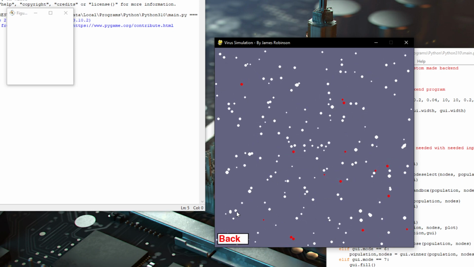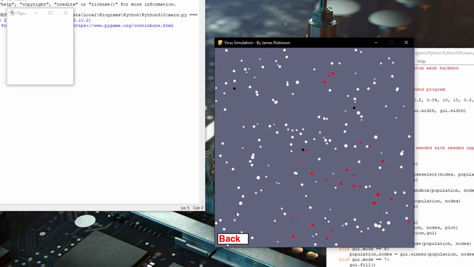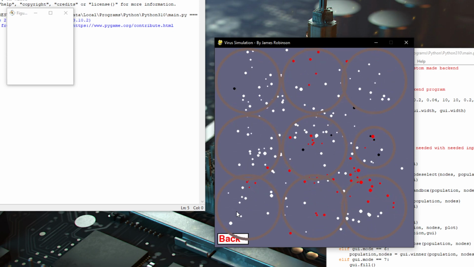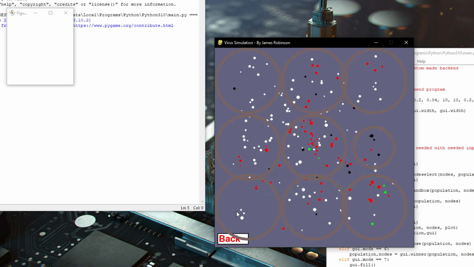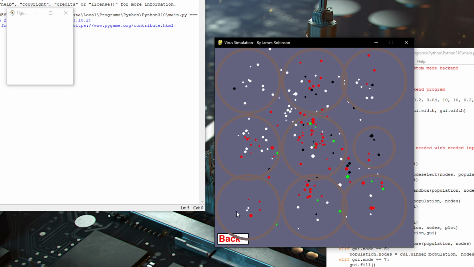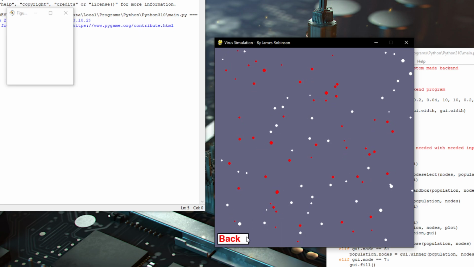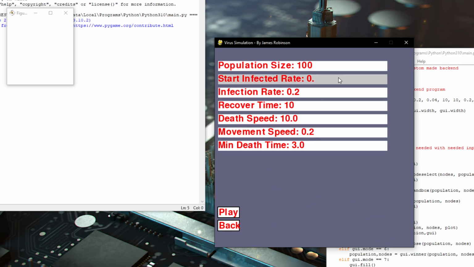You can see here, now that we have 200, the virus is going to spread a lot faster. Also the family units are larger, so the houses are a little bit bigger. They're all trying to get back to their house now, and you can see a lot of people are going to die. We can put that to 100, and you can see there's a max size on it. Can't put anything higher than 999. Or we can start with, for example, a 50% start infection rate instead of 4%. Then you can see half of them are starting off infected, so that works nicely as well.